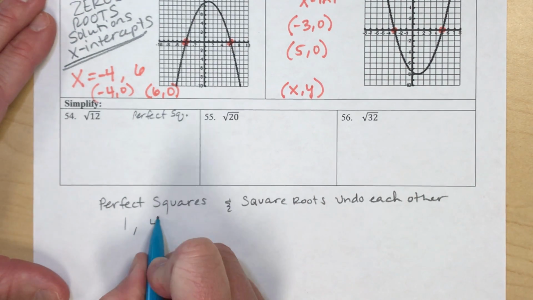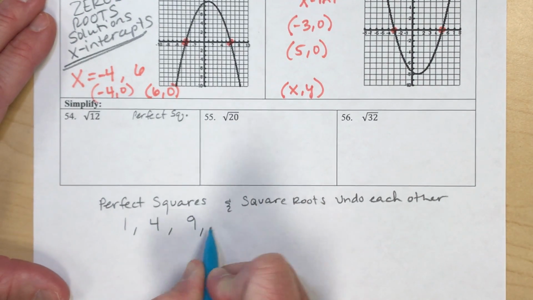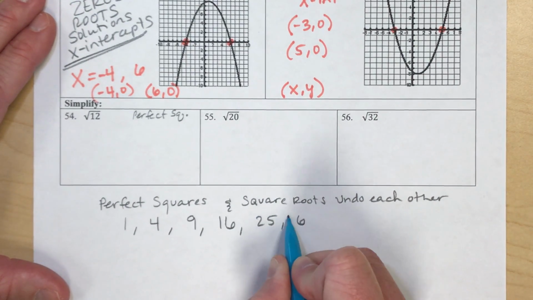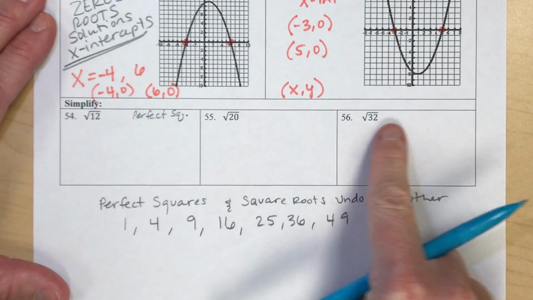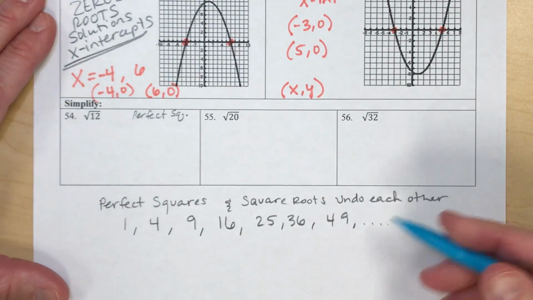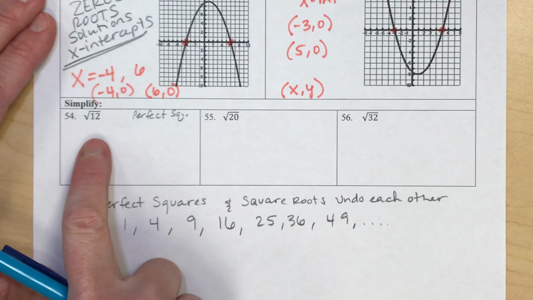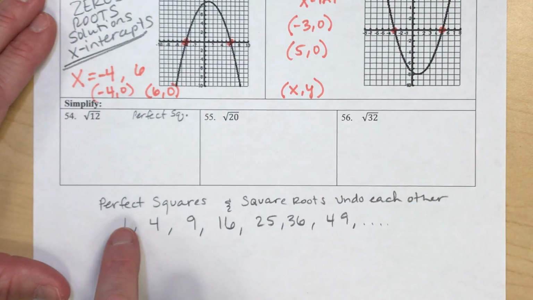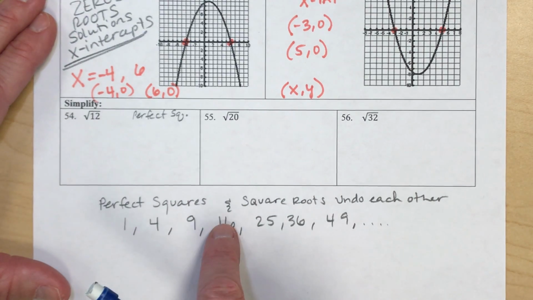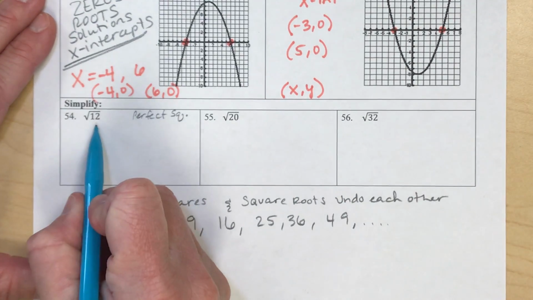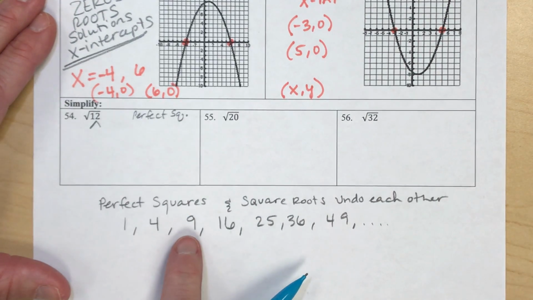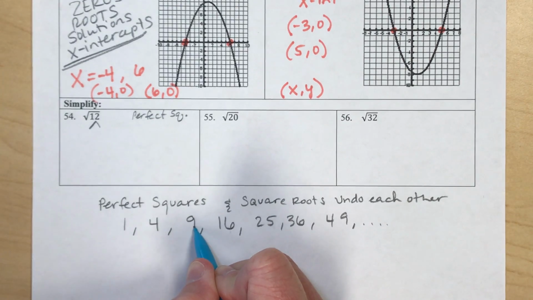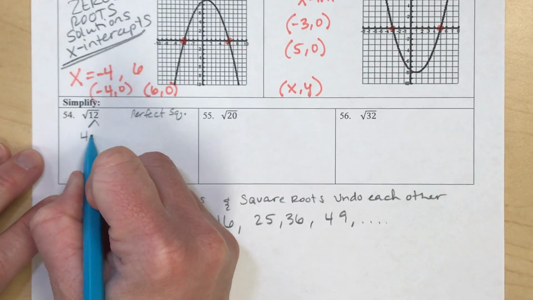1 times 1, 2 times 2, 3 times 3, 4 times 4, 5 times 5, 6 times 6, 7 times 7, and none of my numbers are higher than that, so I'm not going to keep going, but make a list of perfect squares. And then know that as you're looking at these numbers inside of your radical sign, they're called a radicand, we want to find one of these that goes perfectly into, meaning divisible. Now 12 is divisible by, and I want the highest number, so I'm not going to look at 16 because that's too big. 12 is not divisible by 9, but it is divisible by 4.